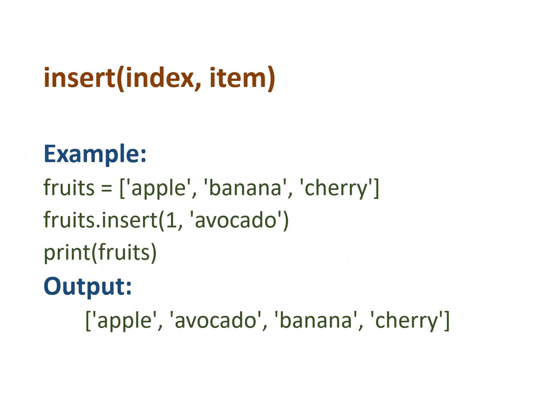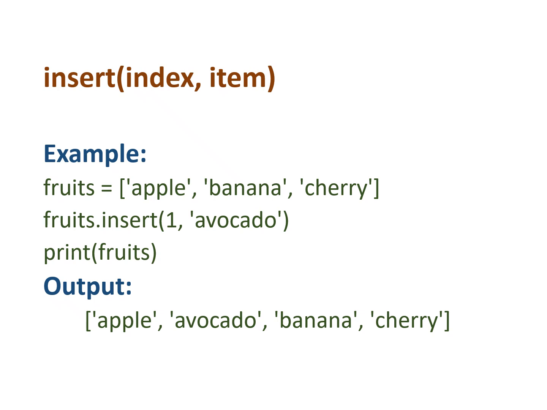Next, the insert method. In this insert method, we can insert items with the help of index. One example of the insert method: we take fruits as a list. In this list we have three values as before: apple, banana and cherry. With the help of the insert method we are inserting one more value into our list. Here we give the index as 1. So avocado is inserted at position 1.